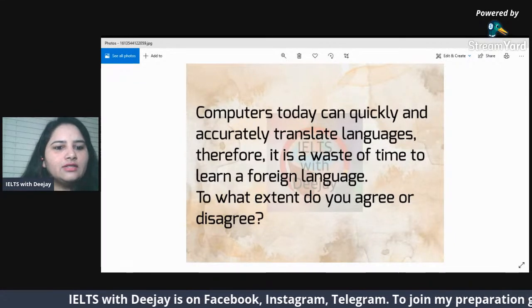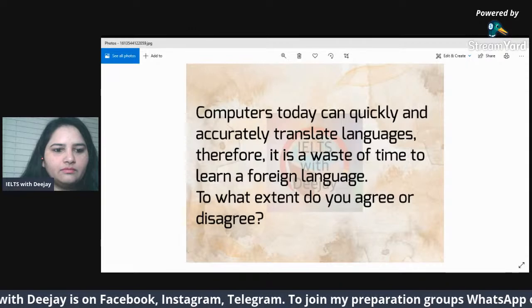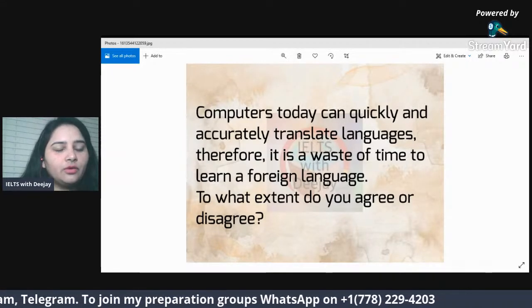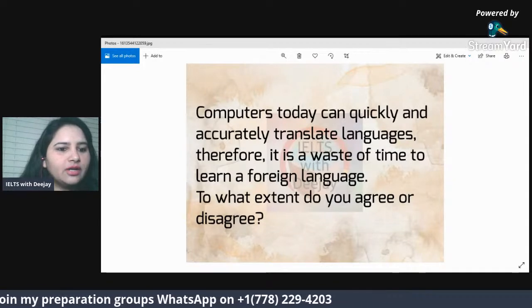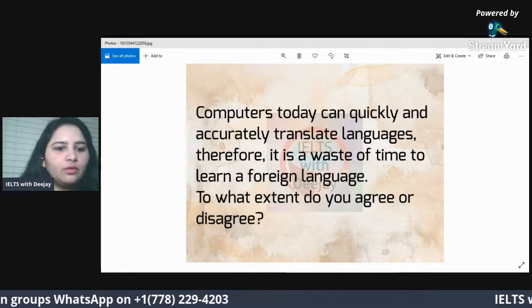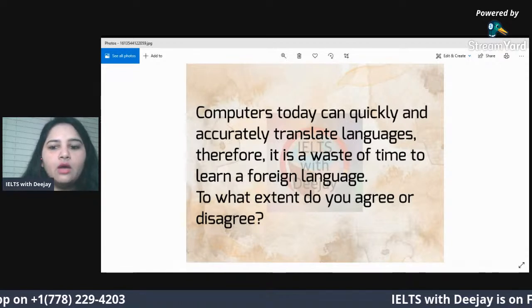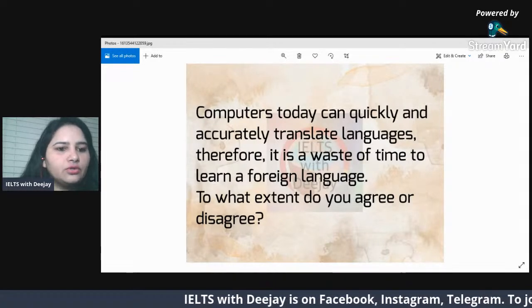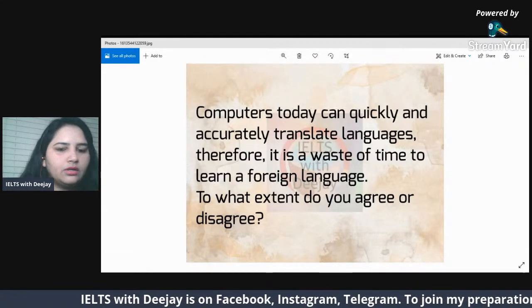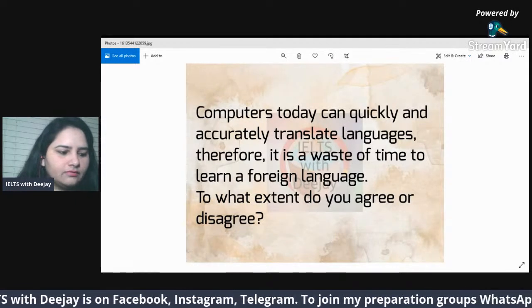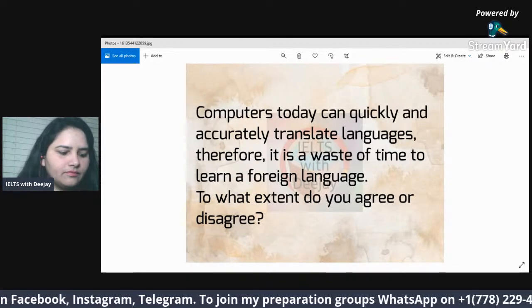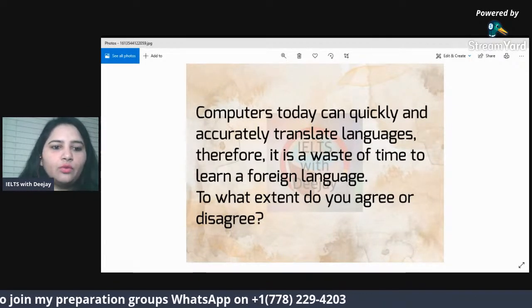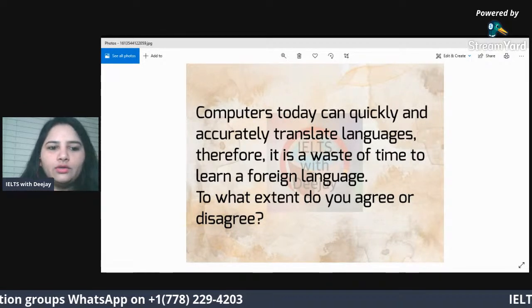Disagree means that it's not a wastage of time. Agree means it's a wastage of time. So you have to think about it as well. Because some students get confused with agreement or disagreement, when they are agreeing, what is the reason? What is the meaning of that? So when you are disagreeing, that means it is important to learn a foreign language in our day-to-day life. Reason, guys, reason. Why are you agreeing or why are you disagreeing?